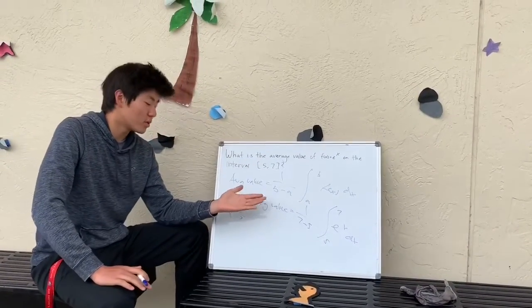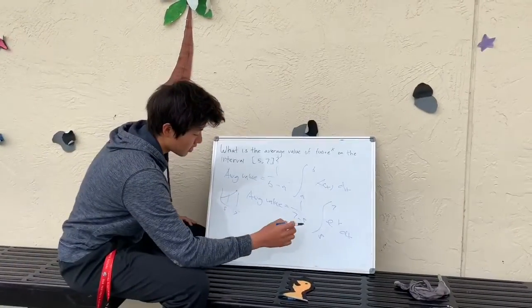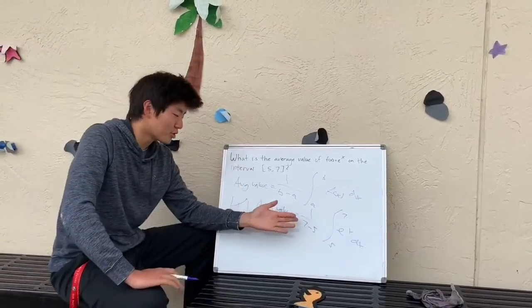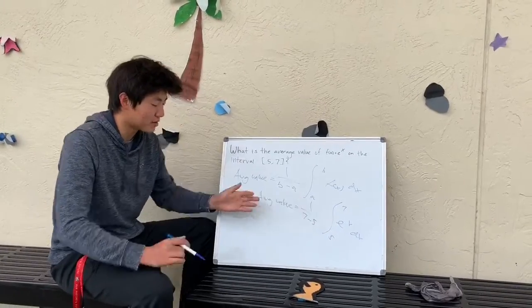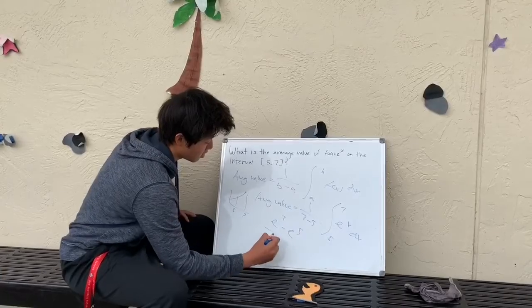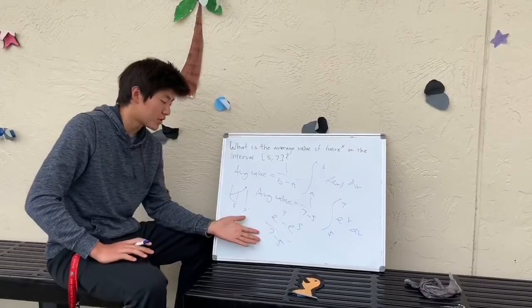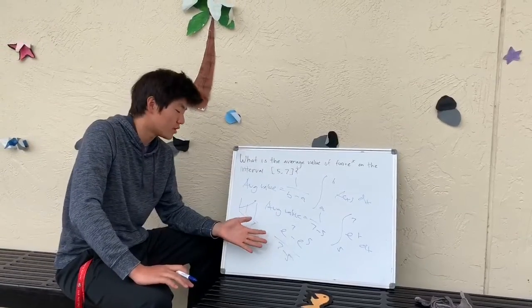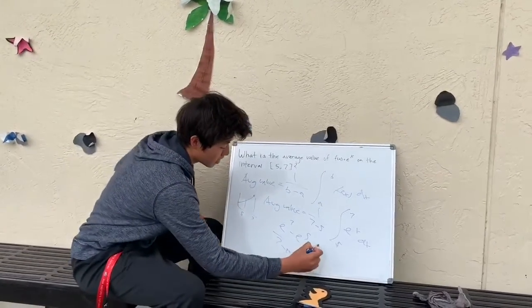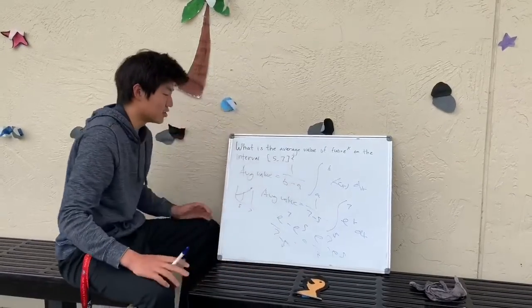And without a calculator, we won't know what e to the 7 and e to the 5 are. So the integral of e to the x over these bounds will be e to the 7 minus e to the 5, over 7 minus 5. If you want to simplify this, for a multiple choice question, you can therefore say e to the 7 minus e to the 5 over 2.